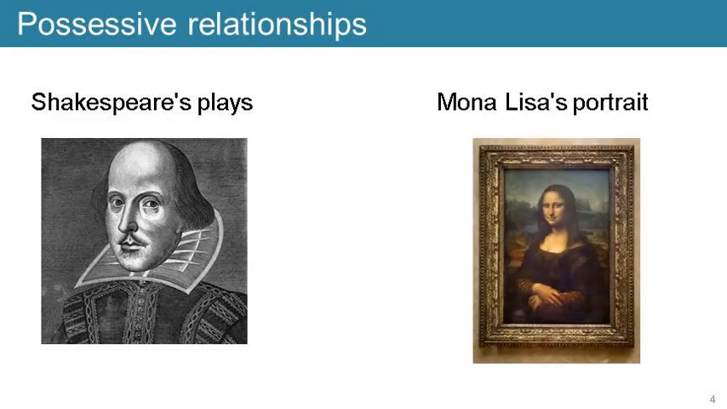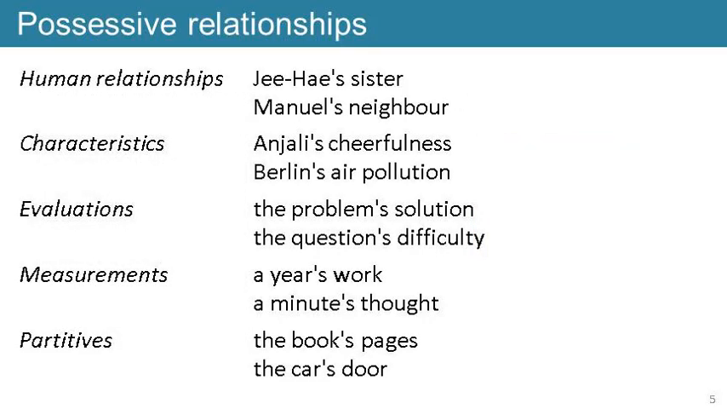Similarly, in the possessive phrase Mona Lisa's portrait, Mona Lisa does not possess a portrait. She does not have it. It is a portrait of her. Here are some of the other types of relationship shown by the possessive apostrophe: human relationships, characteristics, evaluations, measures, and partitives.